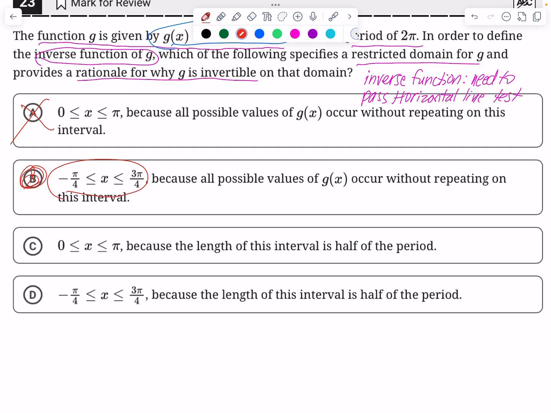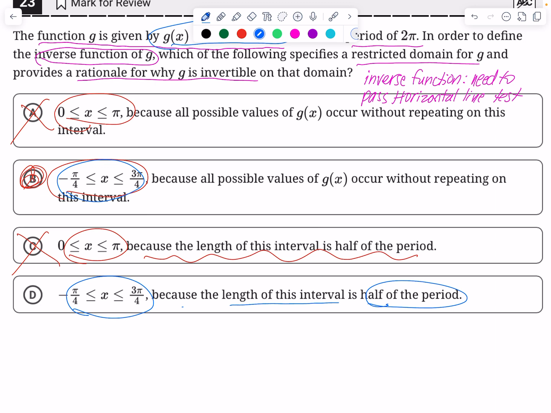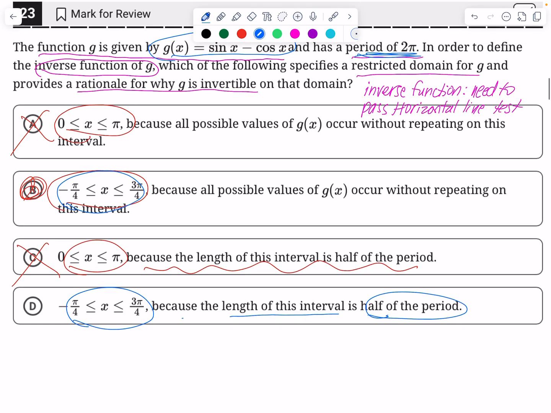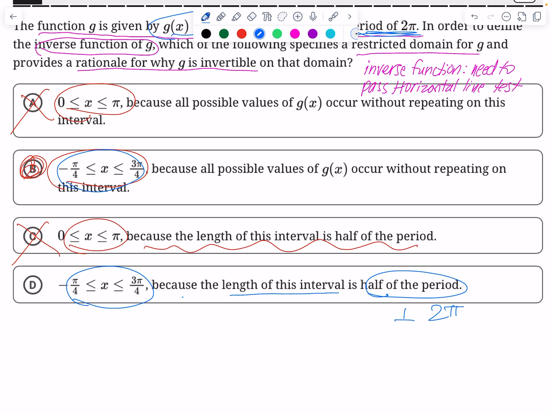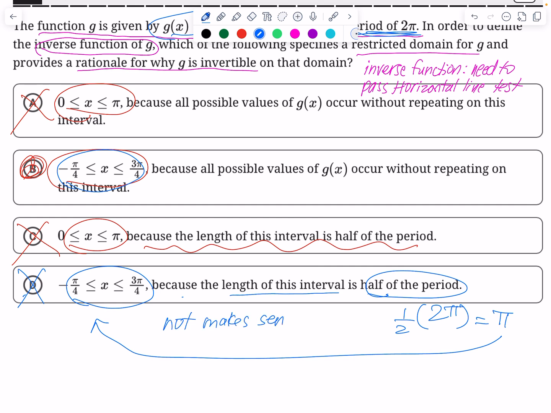If you go back to choice A, we already eliminated that this domain didn't work. It was not invertible, so immediately it doesn't matter what the rationale says. That's just not a choice. Now if you look at choice D, we have the same beginning as choice B, which was good. But then it says, because the length of this interval is half the period. When you go back to the reading, the period was 2 pi. So half of 2 pi is pi, and that doesn't even make sense. It's not the same thing. So this does not make sense, and therefore we are definitely sure it is choice B.